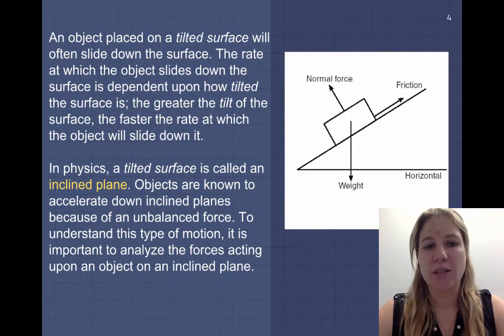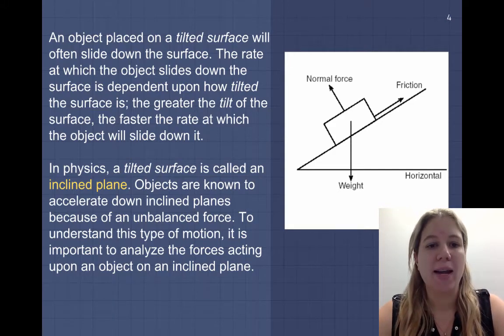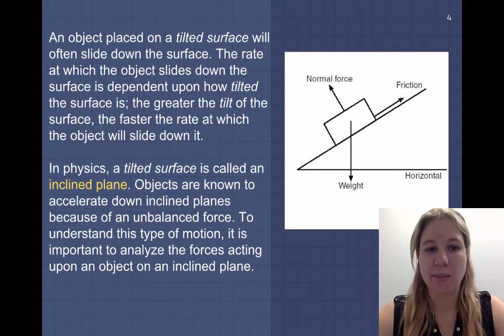Alright, so an object on a tilted surface will often slide down the surface if the forces overcome the force of friction. The rate at which it slides down is dependent on how tilted the surface is. If it's more tilted, then it's going to slide down faster. Okay, so you should know that just from your observations of real life. In physics, a tilted surface is called an inclined plane. Objects are known to accelerate down inclined planes because of the unbalanced force.